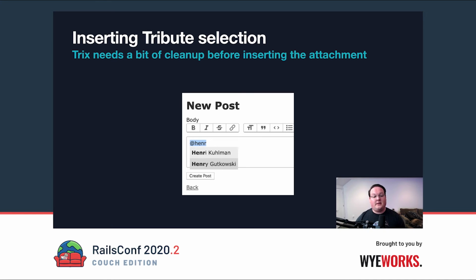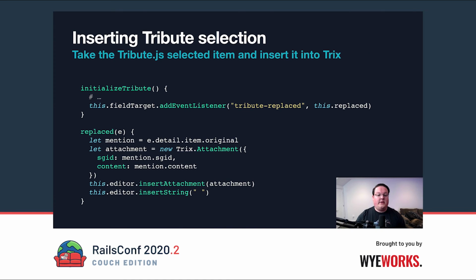So here's basically what that looks like. If we type @HENR and we hit to insert one of these Henrys, we are going to set the selected range to highlight @HENR, our autocomplete suggestion thing there that we've typed, and we just want to delete that. So then the next step is to actually insert the Henry we selected and the HTML we got from the server. So there's an event listener called tribute-replaced. We listen to this and then we insert our Trix attachment.